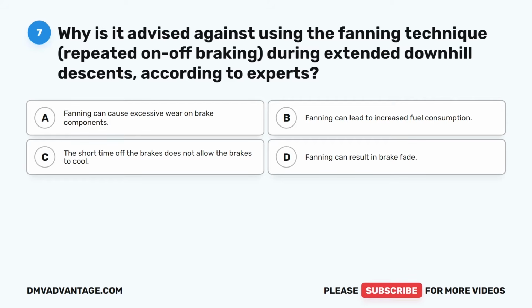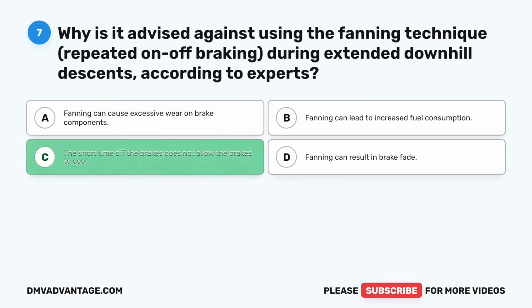Question 7. Why is it advised against using the fanning technique, repeated on-off braking, during extended downhill descents, according to experts? A. Fanning can cause excessive wear on brake components. B. Fanning can lead to increased fuel consumption. C. The short time off the brakes does not allow the brakes to cool. D. Fanning can result in brake fade. The correct answer is C.